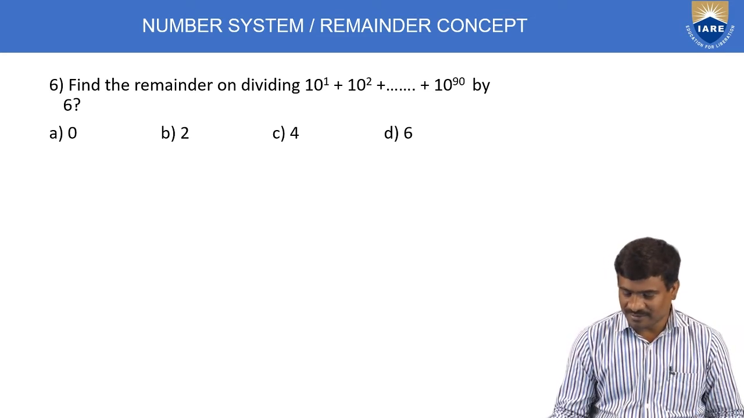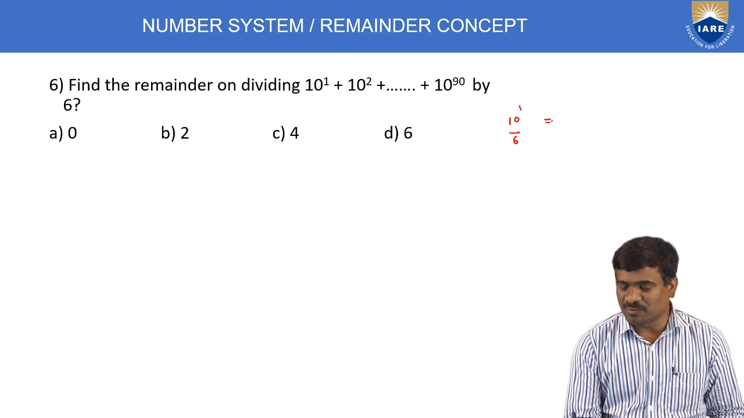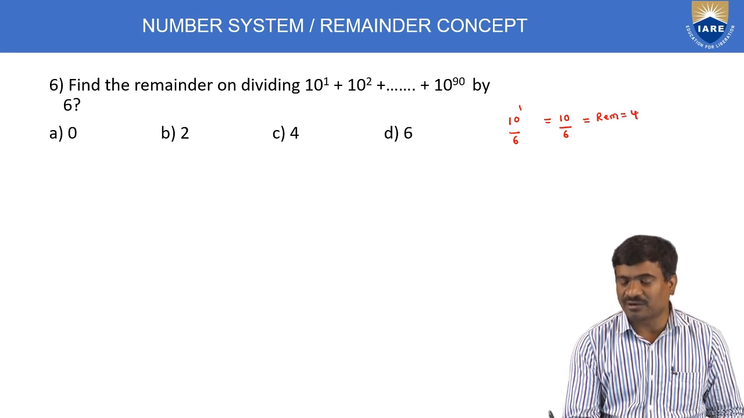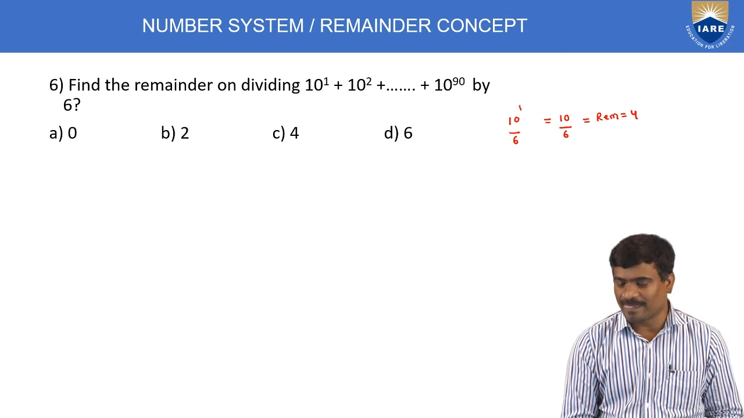First, 10 to the power of 1 divided by 6. 10 to the power of 1 is 10, 10 by 6, remainder only 4. 6 into 1 is 6, remainder only 4.